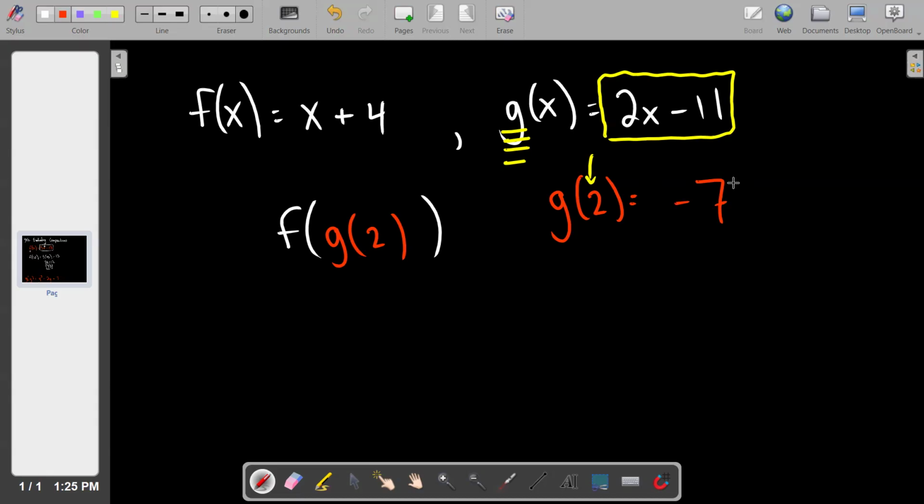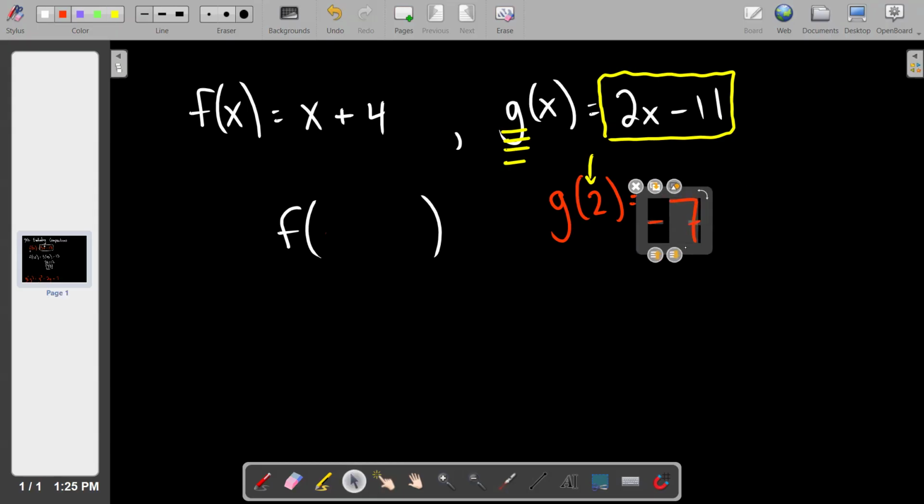Now that is only half the answer because the output becomes the input. So up here, watch the magic pen where it used to say g of 2. I'm like, wait a second, I can do one better. I know the answer to g of 2. It's -7. And then the problem starts over.